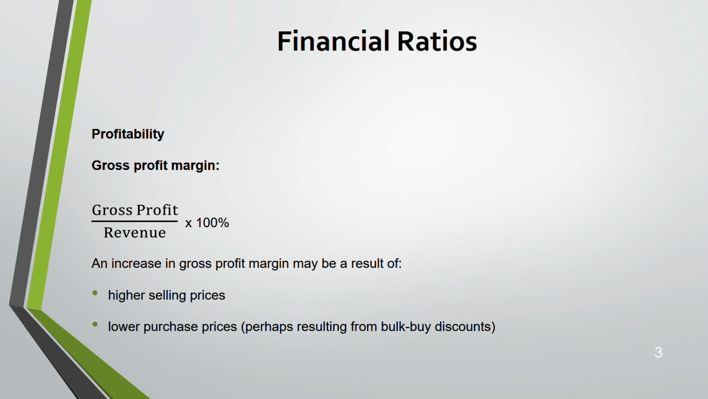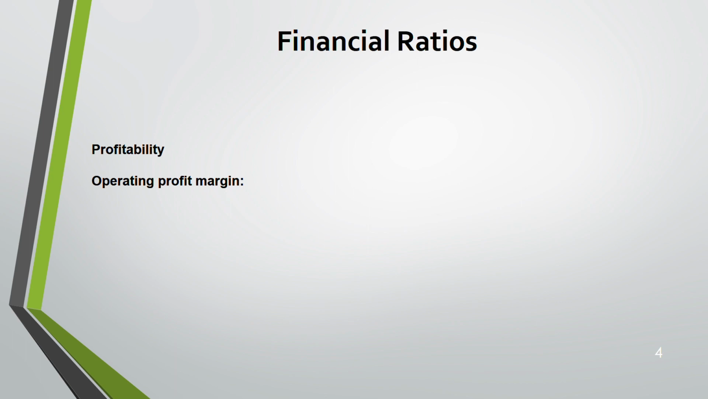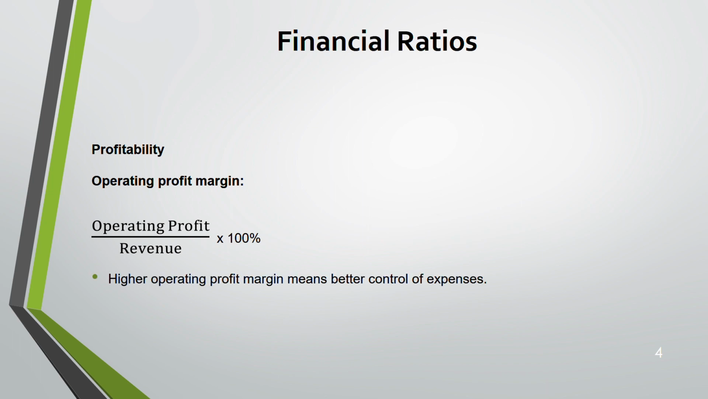That's the whole purpose. Now coming to the second ratio, that is operating profit margin. It's the same, but just change the gross profit to operating profit. Here also, higher is better. A higher operating profit margin means you are better able to control expenses. Why? Because operating profit means simply gross profit minus expenses.